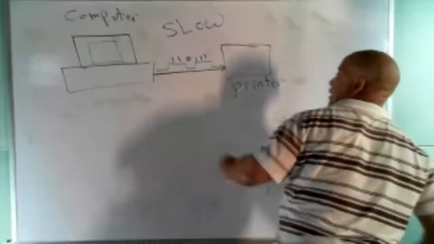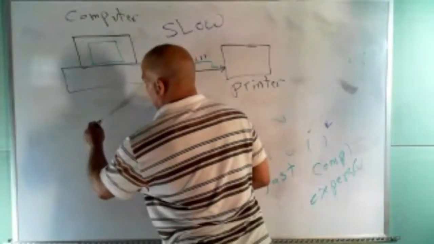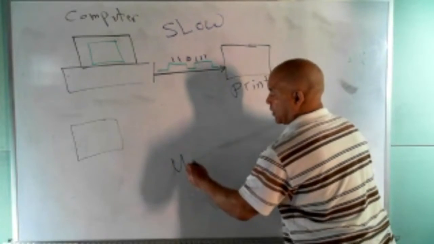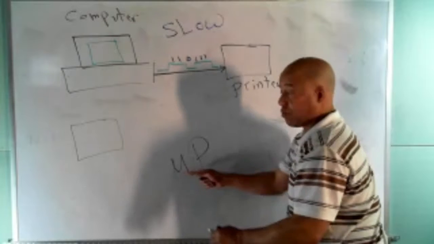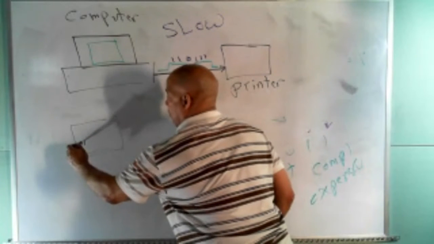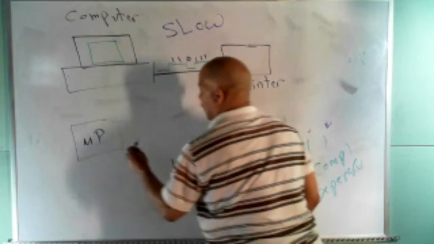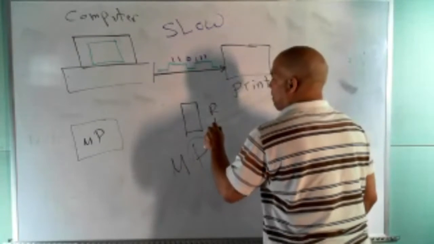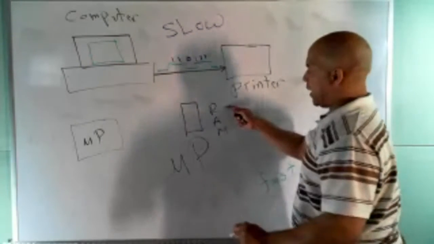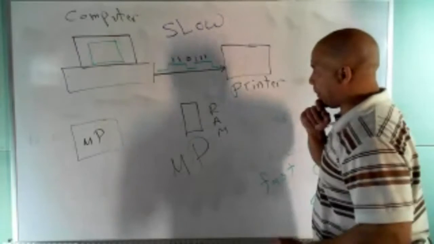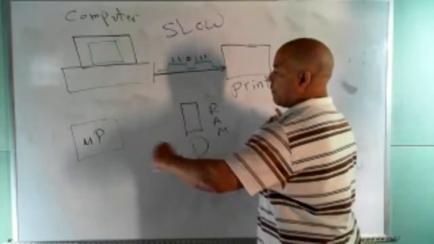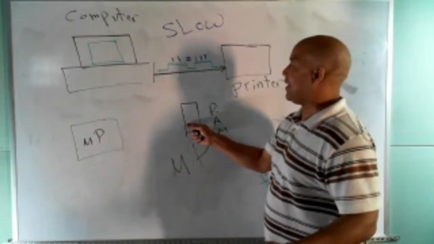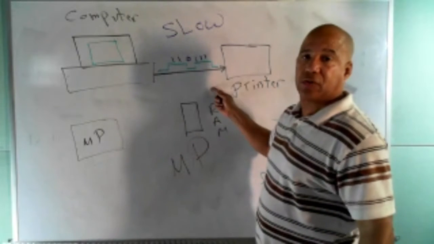So let's say we're inside of this thing now, and I have the microprocessor here. So micro symbol and P, microprocessor. So here's my microprocessor, and maybe here's some memory. This is called RAM. Random access memory we'll talk about later. But the point is, I want to move information between the microprocessor and the RAM memory. And this won't work. This is just entirely too slow.